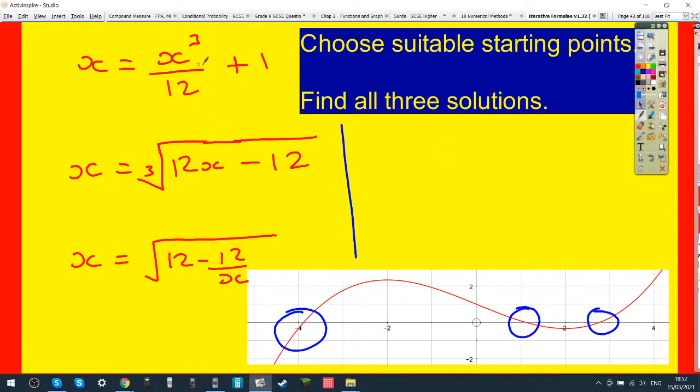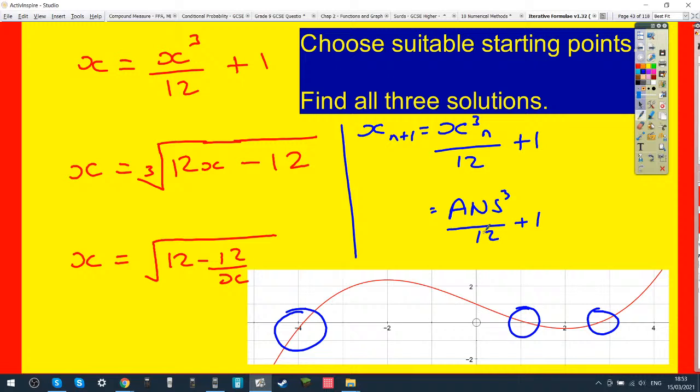So let's take the first one. That could be xn plus 1 equals xn cubed over 12 plus 1. So choose an initial value for that. -4. Okay. And so do -4 equals, so that's saved as answer. And then do answer cubed over 12 plus 1. And I got -13/3. So keep pressing equals till the digits stop changing.